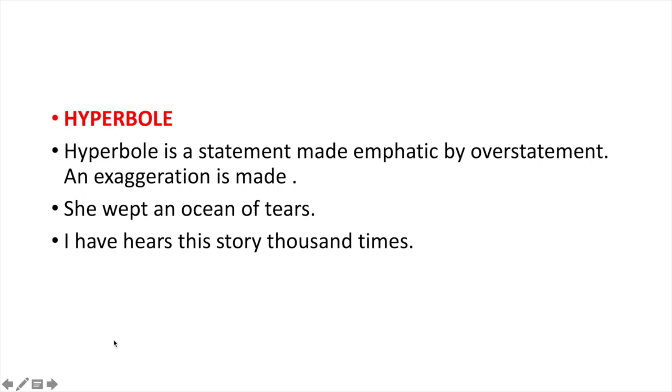So when we say, she wept an ocean of tears, here the idea of weeping is exaggerated. What we are trying to say is that the subject has wept such that it is compared to the amount of water in the oceans, which is not at all possible. So we can say the statement is exaggerated, meaning an overstatement is being made.